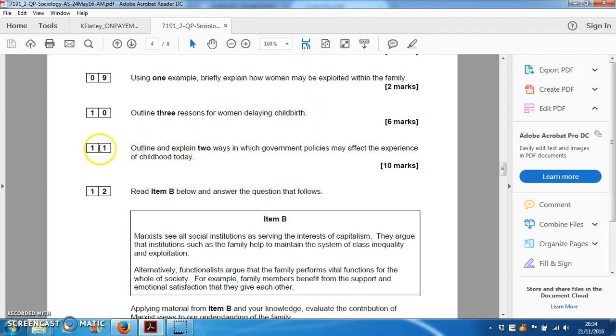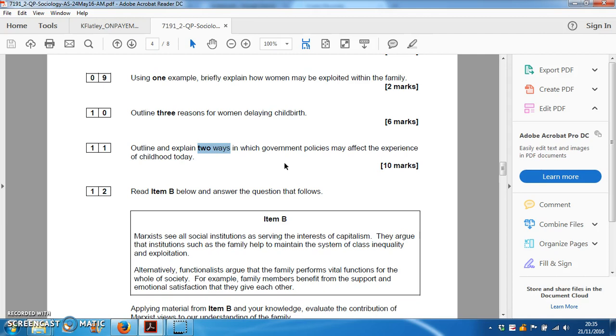And then question 11 is always an outline and explain 2 things. That's where you've got to go into a bit more detail than what you have given for the outline 3 reasons. You've got to choose 2 ways and offer an explanation. So I would recommend that you have 2 clear paragraphs, one for each of the ways. And this question is always expecting you to make links between 2 areas of the specification.